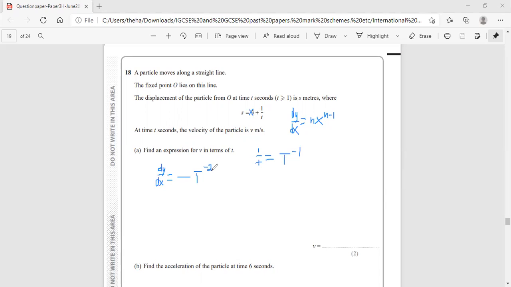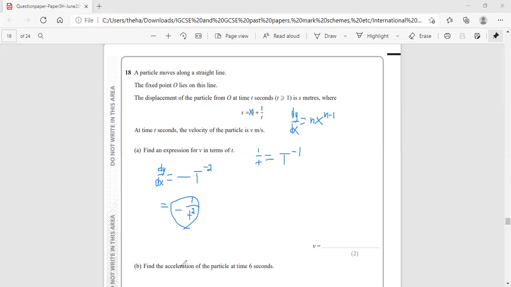So then they generally prefer us to put this back into fraction form, so we're going to get -1 over t. And how do we turn t to the power of -1 into a fraction? Well, we just do the opposite. We do t squared underneath. Okay, so that is our equation. Okay, -1 divided by t squared. So let's just do part B. Find the acceleration of the particle at time 6 seconds.